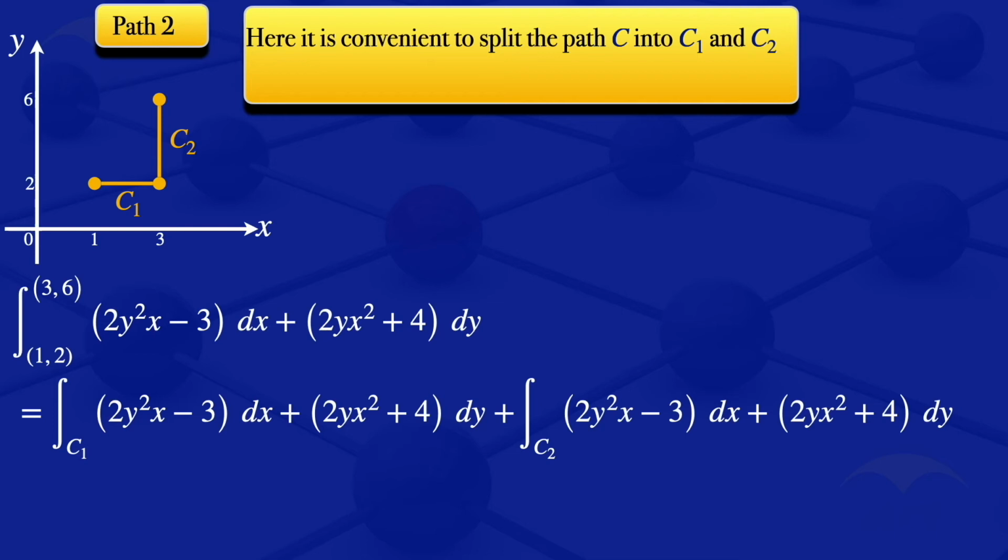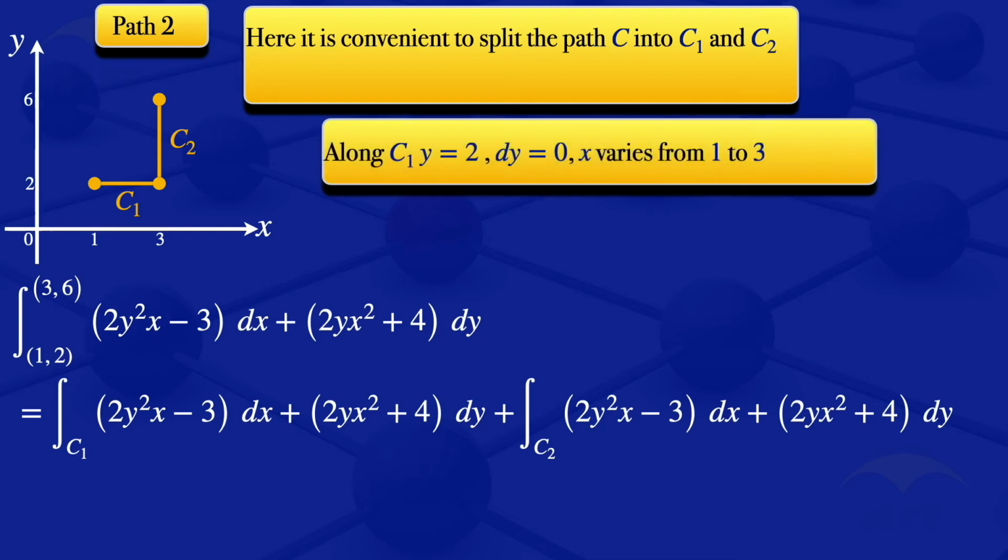So along C1 there, we see that y is equal to 2. Y is a constant, so we'll be having our dy equal to 0. And we see that x is varying from 1 to 3. So if we substitute those values into this integral over C1, we'll be having the integral from 1 to 3 of 2 times 2 squared times x minus 3 dx plus 2 times x squared plus 4, then times 0.